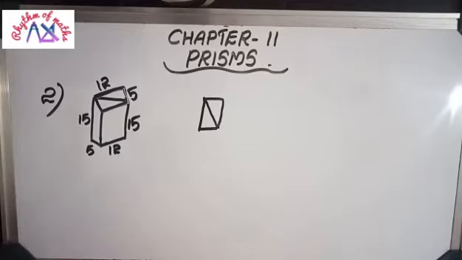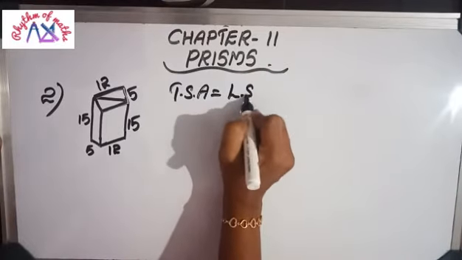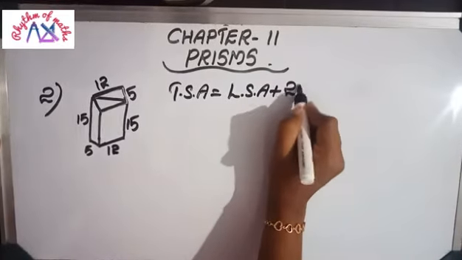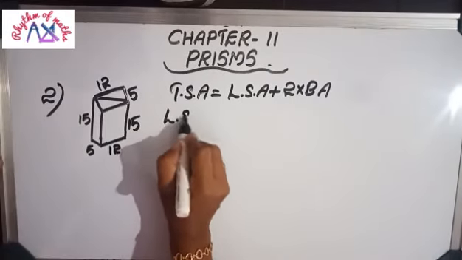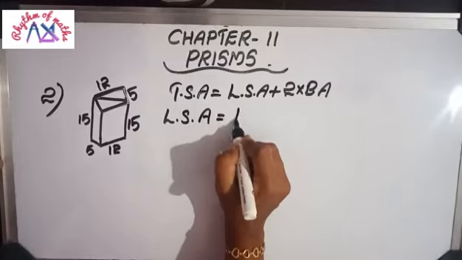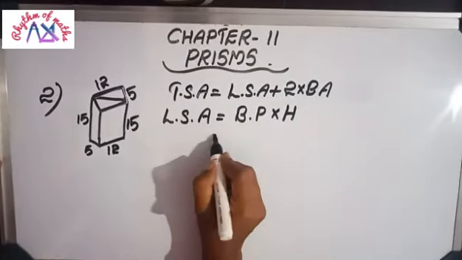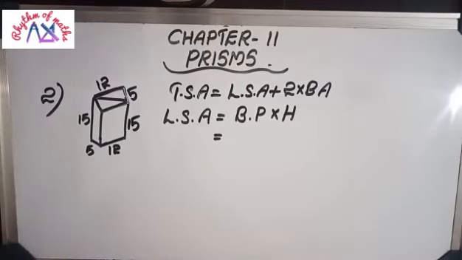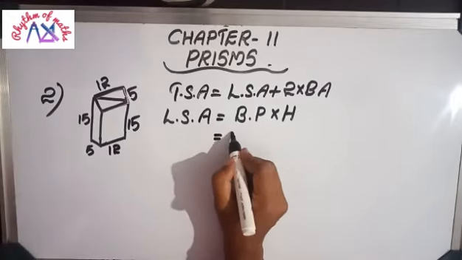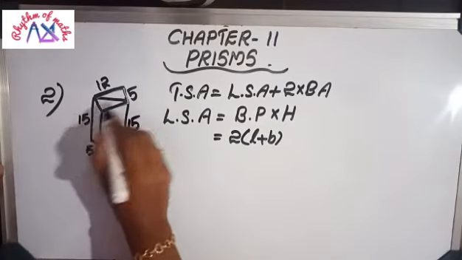So what is the equation for TSA? TSA equation is LSA plus 2 into base area. So first let's find LSA. What is the equation for lateral surface area? Base perimeter into height. For the new prism, the base is a rectangle. What is the perimeter of a rectangle? The equation is 2 into L plus B, because there are 2 lengths and 2 breadths.